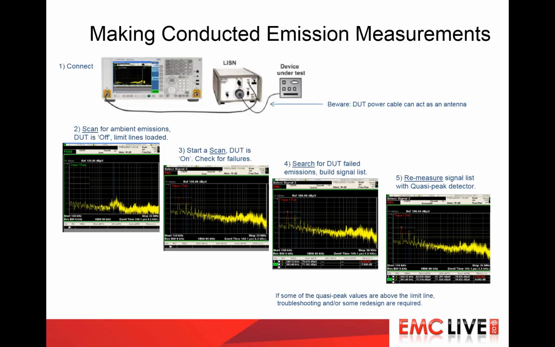So this is just going through the same setup. Hook up to a LISN, and you're going to do a sweep. Then you're going to start to scan with the DUT on, so you can check for failures. Then you're going to go in and remeasure the individual points that fail that are not ambient noise using a quasi-peak detector. Again, the quasi-peak detector is slow because it's a capacitive type detector.